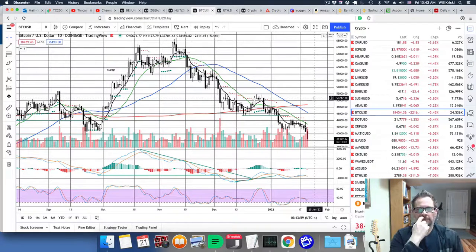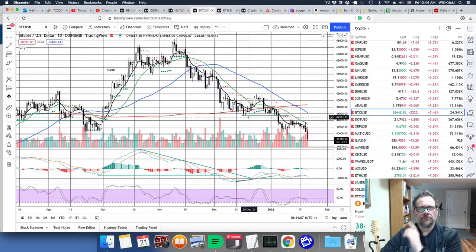They don't have all the different cryptos in there. They just have the stock market type stuff, the ETFs. So that's where TradingView comes in.